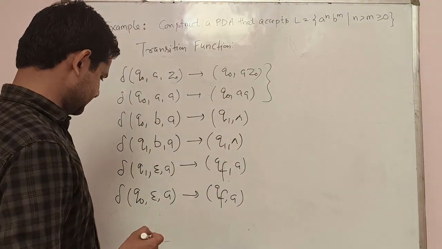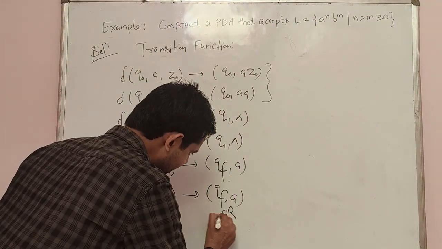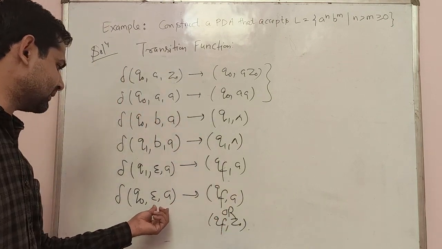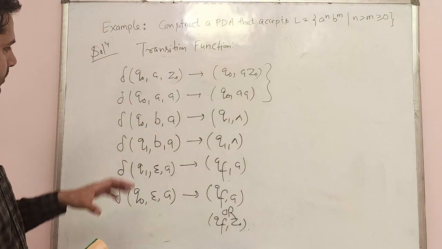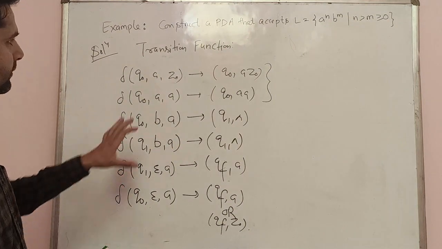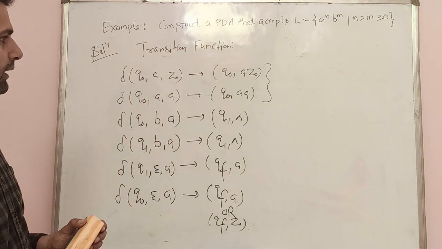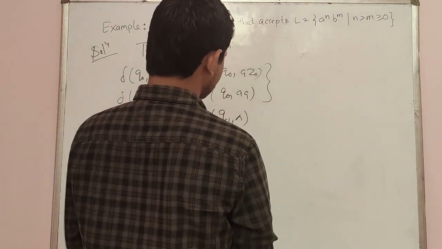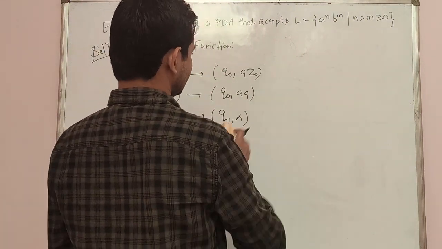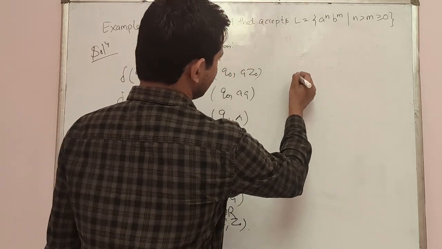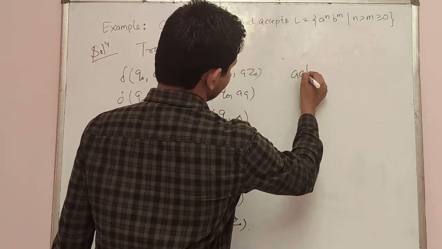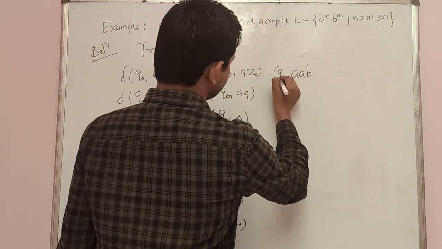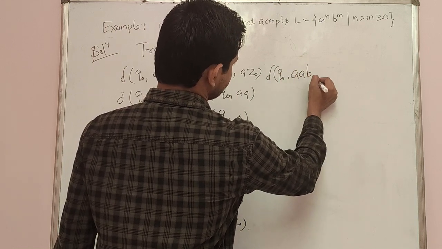Or we can write Z if we want to write QF into Z naught, if we are removing that single A from the stack. So this is the transition function for solving this problem. In that case, we can consider any string for checking whether it is acceptable or not. So we are just considering a small string, for example AAB. We are checking AAB, and we start with Q naught. That is the transition function.